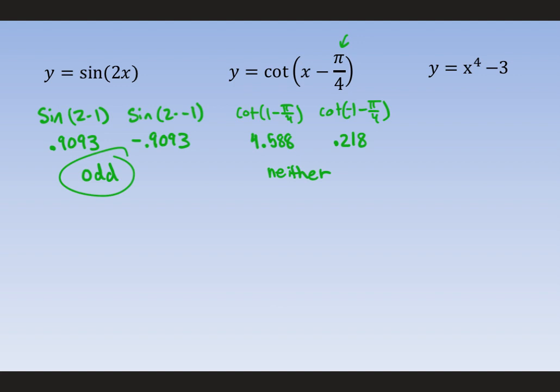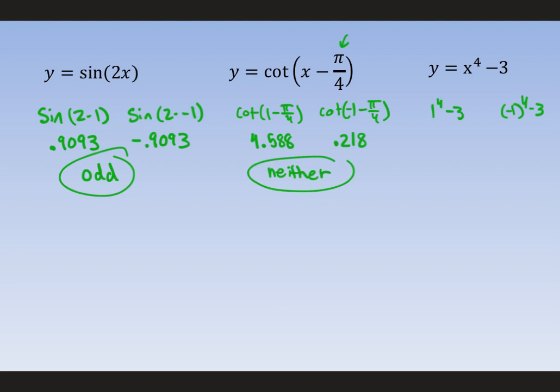So I'm going to circle my answer. It says odd, and this one's neither. All right, and so we'll try our last one. Same exact idea. I'm going to plug in a 1 to the 4th power minus 3, and then a negative 1 to the 4th power minus 3. Now, be really careful when you're plugging this into your calculator because this 1 and this negative 1 are being raised to the 4th power. So I've got to put that in parentheses when I put it in my calculator. So be really careful of that.